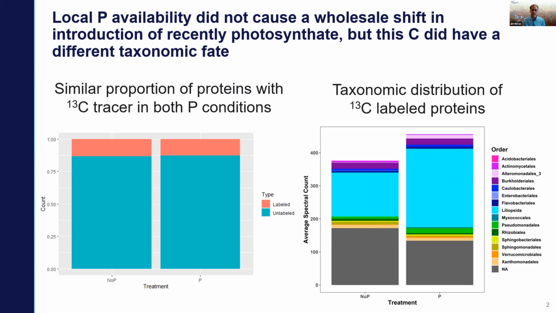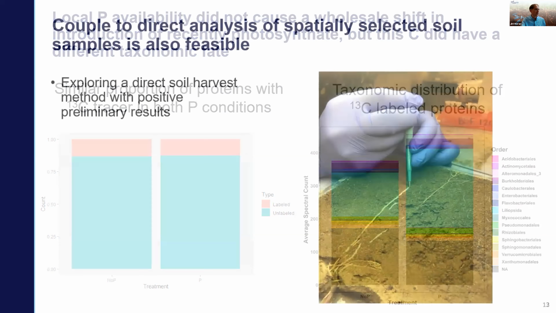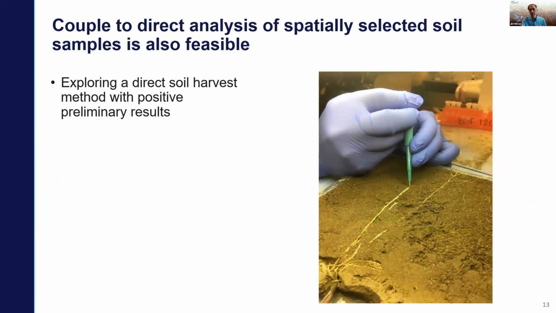So again, we're not seeing a wholesale difference in the amount of root exudation in both sides of this rhizobox. We're not seeing a wholesale difference in the percentage of proteins that are incorporating this tracer, but we are beginning to see a difference in especially the bacterial taxonomic distribution of these 13C tracers into the protein component that we're looking at. And we're trying to track that down a little bit more.